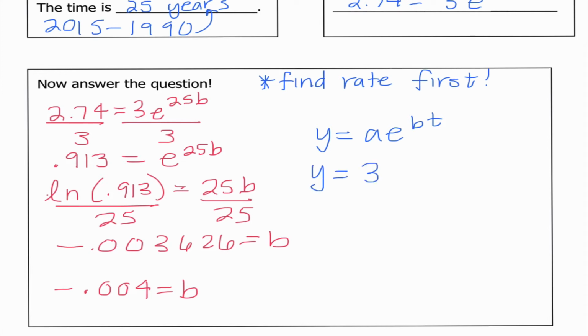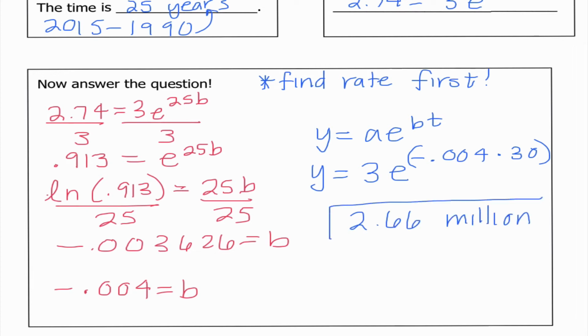Our initial amount was 3 million, and our rate is negative 0.004 times 30, because 30 is our time, since it's 30 years from 1990 until 2020. The beauty about this is that our variable is already isolated, so I can just put that in my calculator, and I get 2.66 million people will be living in Detroit at that time based on this exponential model.